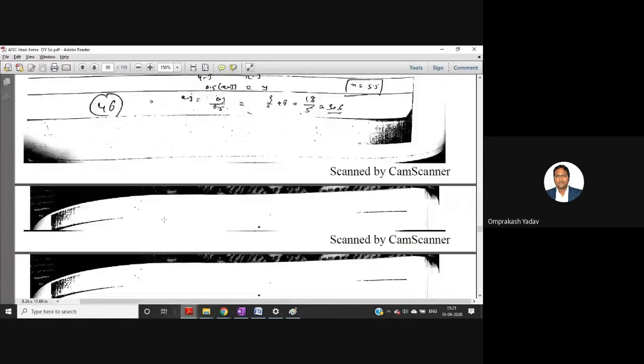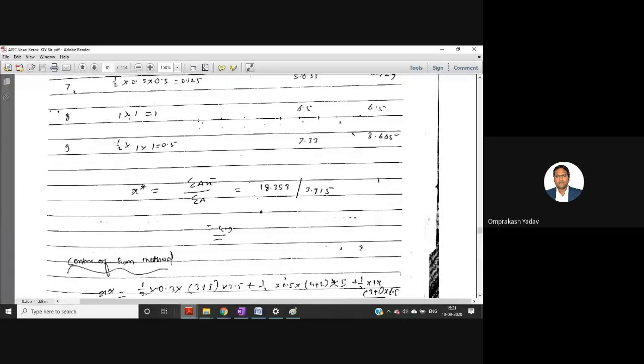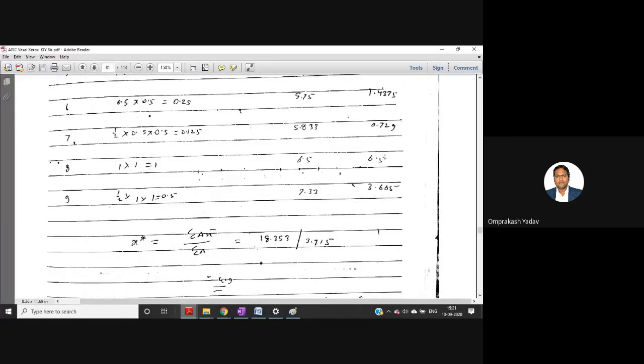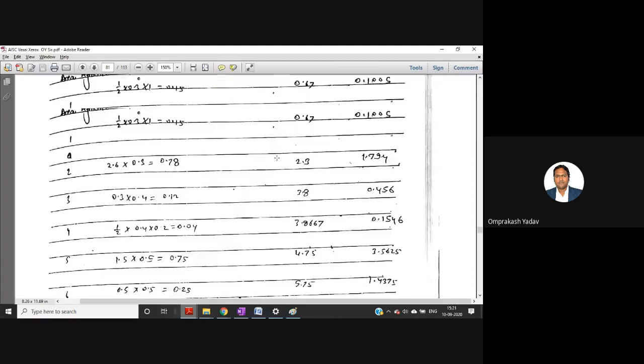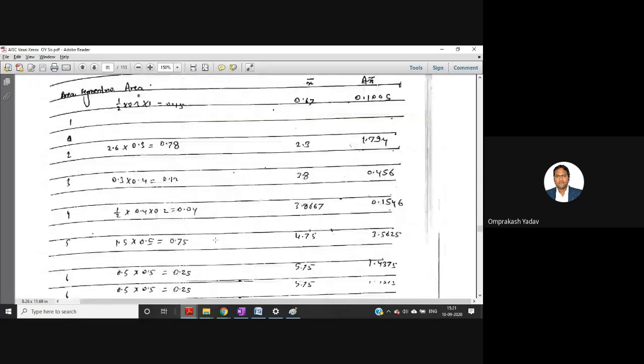So for 8th and 9th, I'll be having 8th: 1 into 1, 6.5, answer 6.5. 9th one is 1 by 2 into 1 into 1, and it's 7.33. Once we take the centroid, so 7 plus 8 plus 7, it's 22 divided by 3. Yeah, 22 divided by 3, so 3 7s are 21. So 7.33, right? So 7.33 will be the x bar.